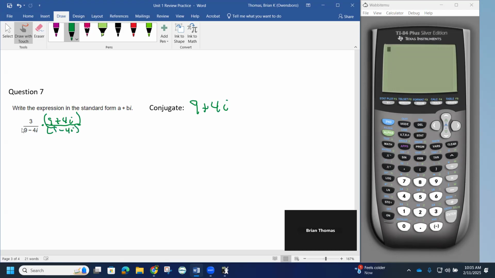So really what we have is a binomial times a binomial on the bottom. So in the numerator, 3 times 9 is going to be 27. And 3 times 4 would be 12, so it's going to be 27 plus 12i.